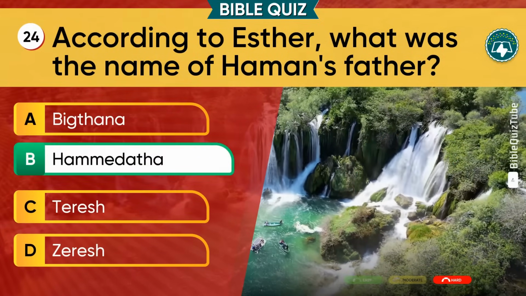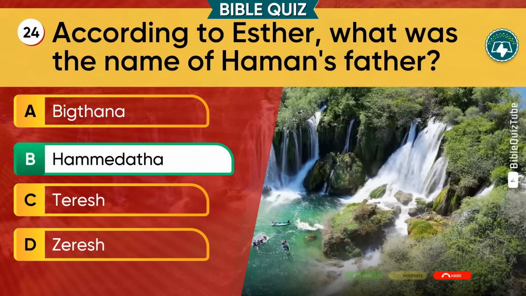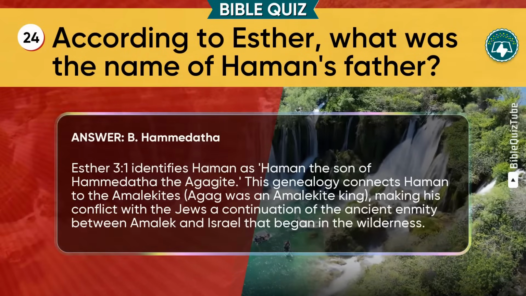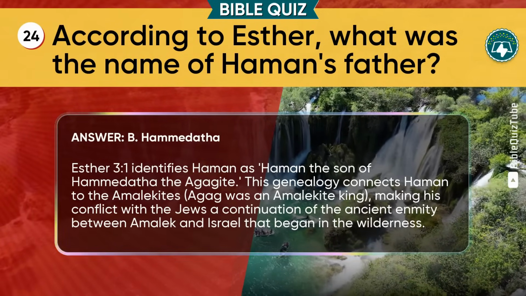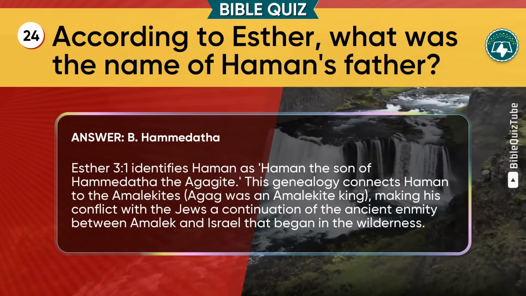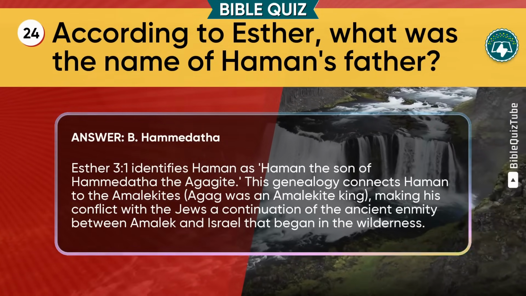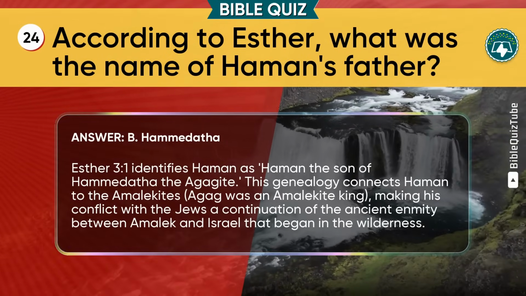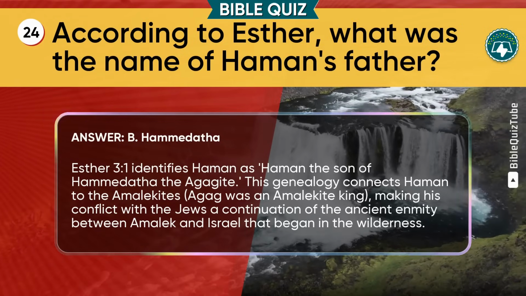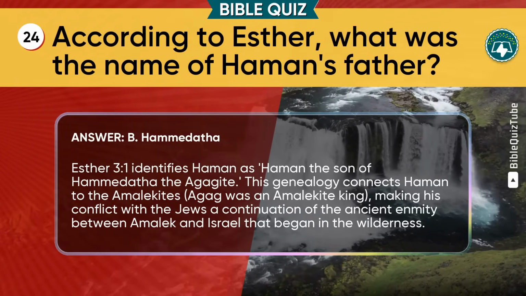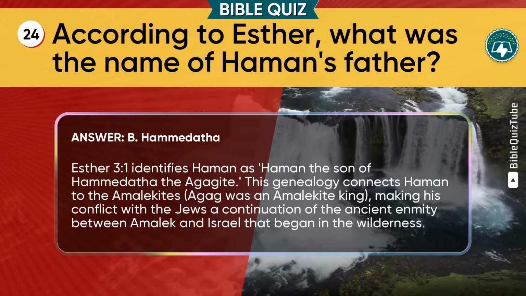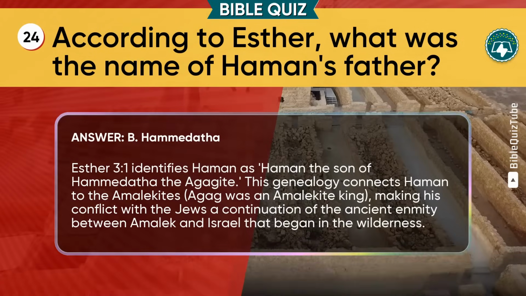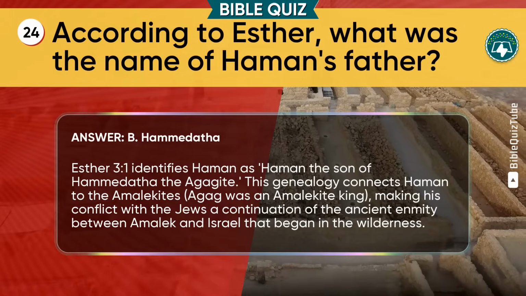B. Hamadatha is the accurate choice. The explanation. Esther chapter 3 verse 1 identifies Haman as Haman the son of Hamadatha the Agagite. This genealogy connects Haman to the Amalekites. Agag was an Amalekite king, making his conflict with the Jews a continuation of the ancient enmity between Amalek and Israel that began in the wilderness.